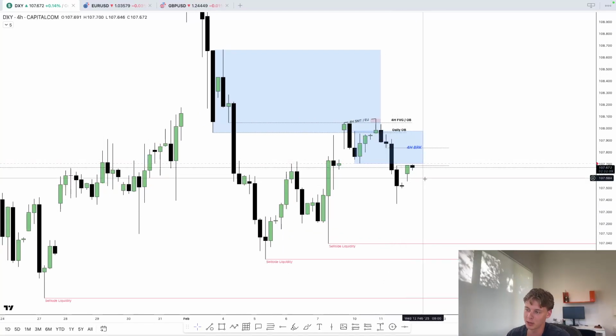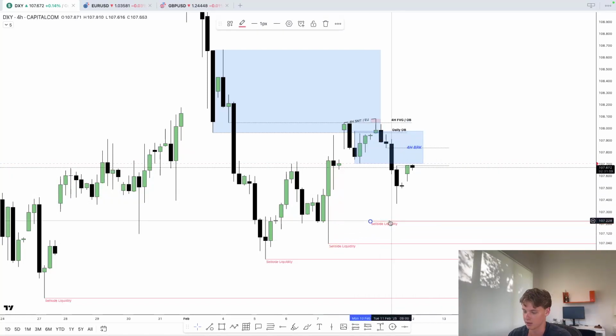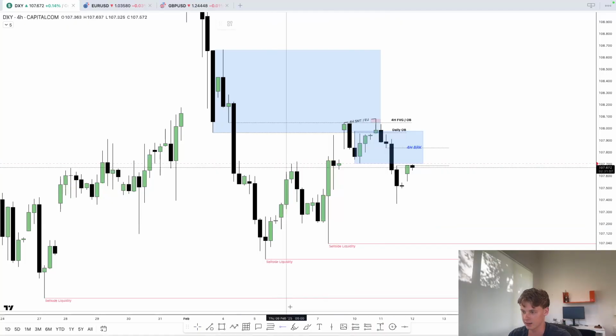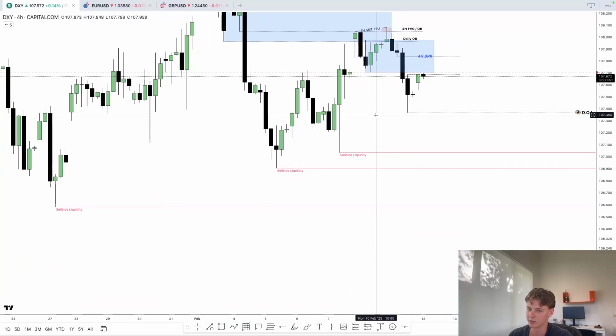What I'd be looking for up here is lower time frame confirmation that this 4-hour gap is going to hold and that we are looking for lower prices. This would be the first draw on liquidity. This is my first target, and then these lows.